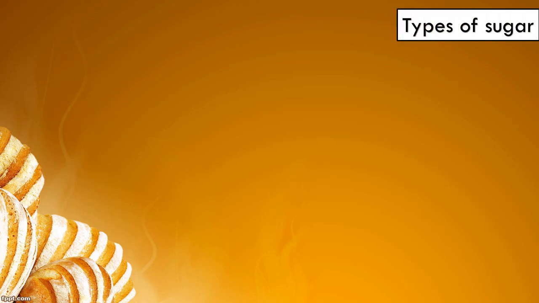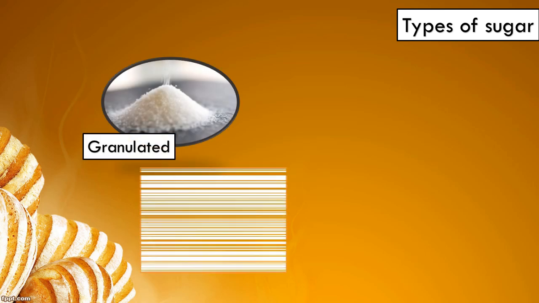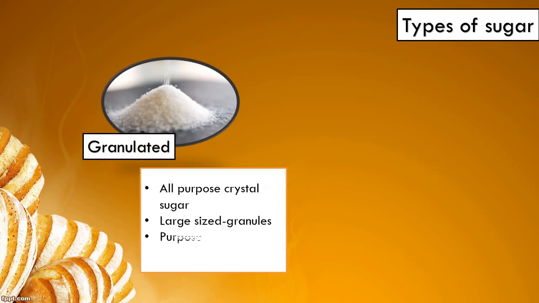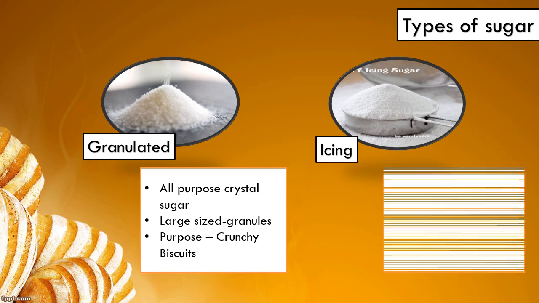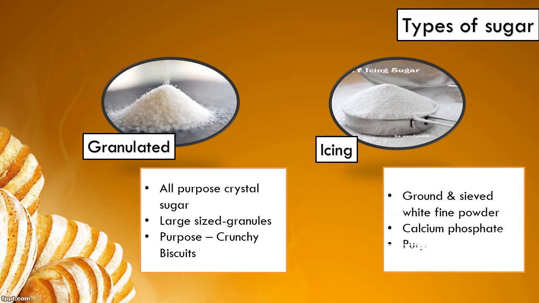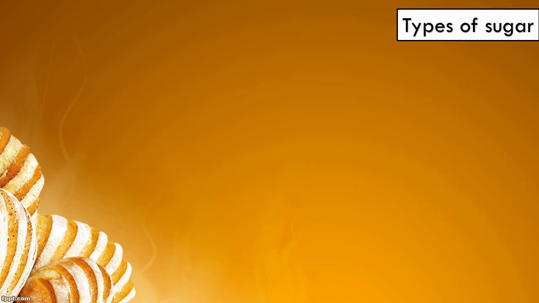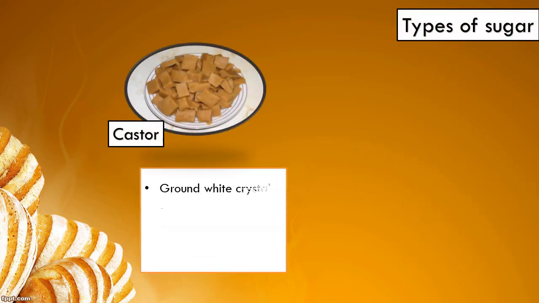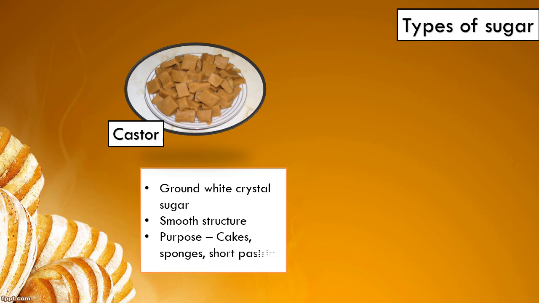First is the granulated sugar. It is an all-purpose crystal sugar with large-sized granules. These granulated sugars are used for crunchy biscuits. Next is the icing sugar. It is a ground and sieved white fine powder which contains calcium phosphate. It is commonly used for decorating the baked products. Caster sugar is a ground fine crystal sugar with a smooth structure. It is used for the production of cakes, sponges, and short pastries.